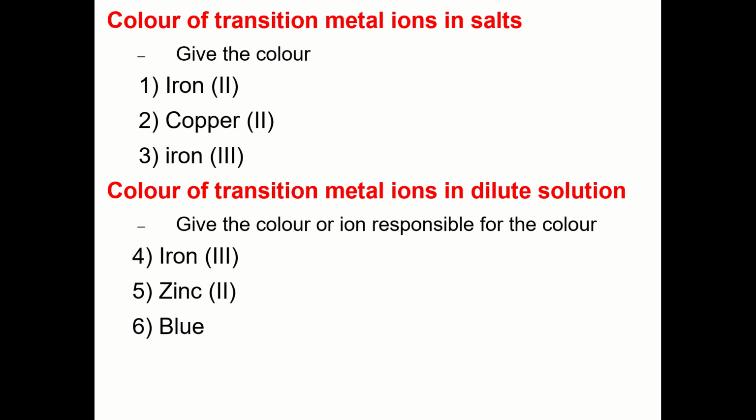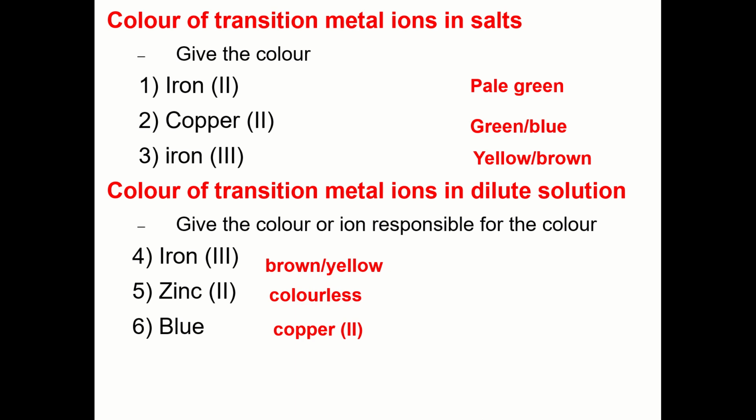I want you to maybe pause the video and have a go at these tasks here. You've got to just give me the colour of those transition metal ions when they're just in salts on their own. So iron 2 is pale green. Okay, so I'll just put them up. You should know them all by now. Hopefully you got those correct.